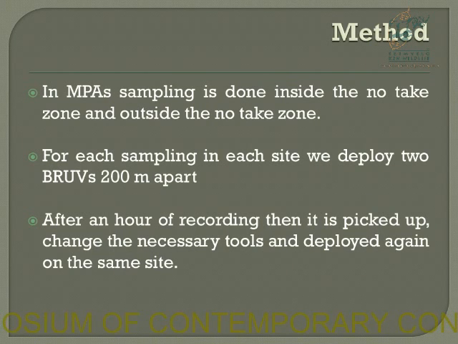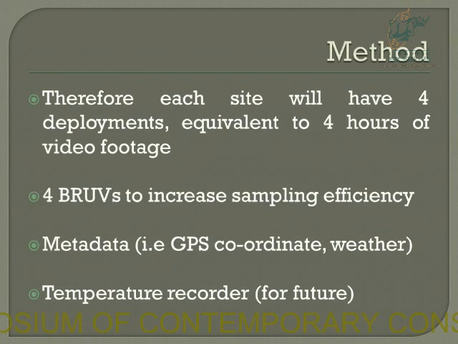We change the necessary tools, like the camera and the battery, and then we refill the canister. Therefore, each site will have 4 deployments, so that we can create something like a square from the first BRUV to the second one. Then we take them up and deploy in the other 200 meters away. We deploy 4 BRUVs so that we can increase our efficiency.